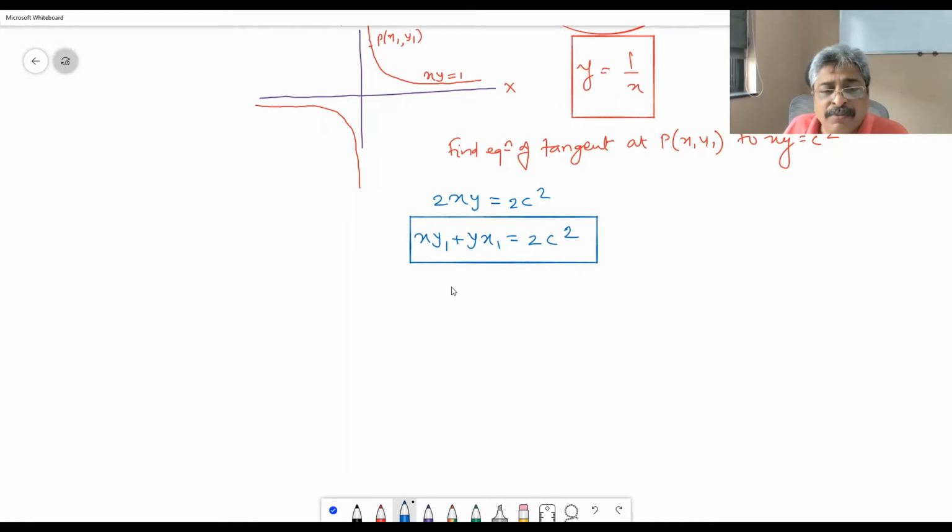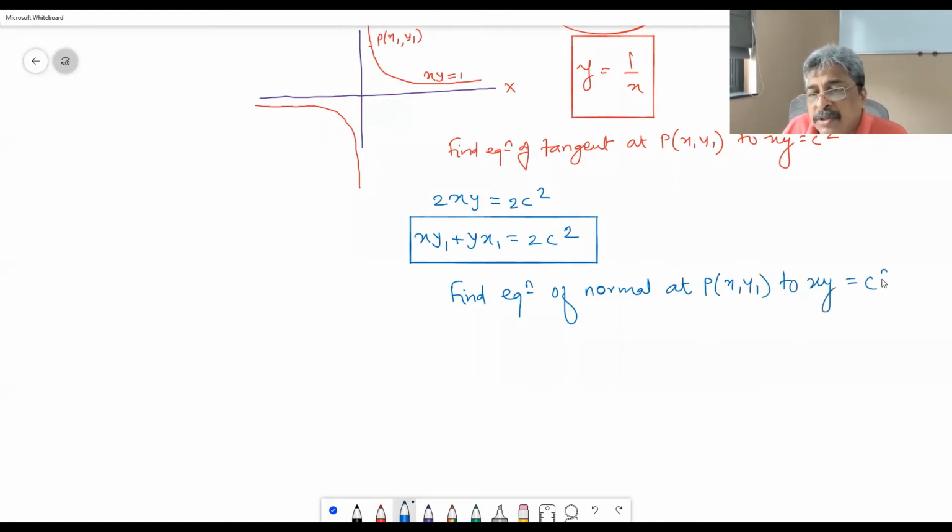Find the equation of the normal at P(x1, y1) to xy is equal to c square.